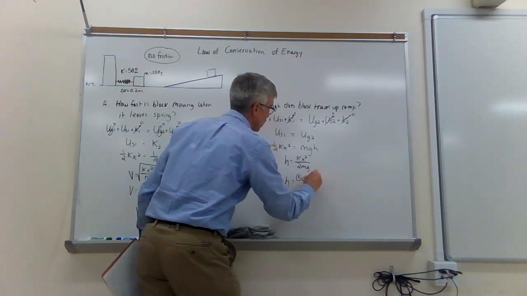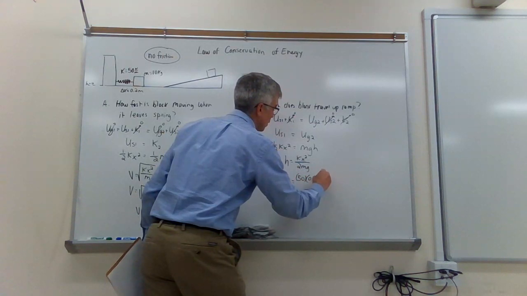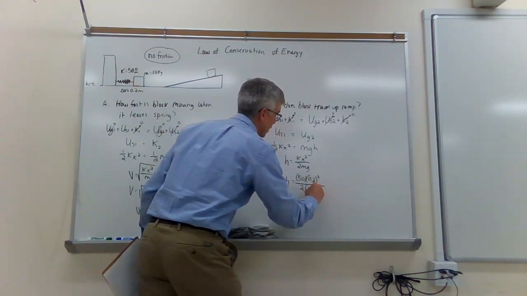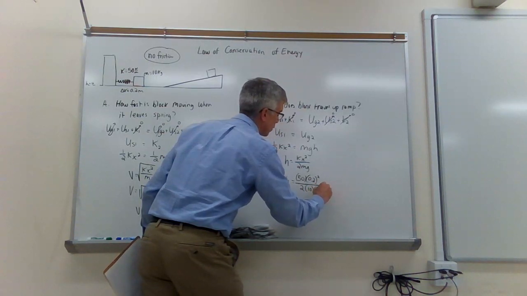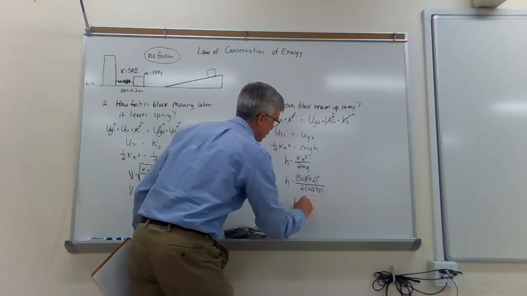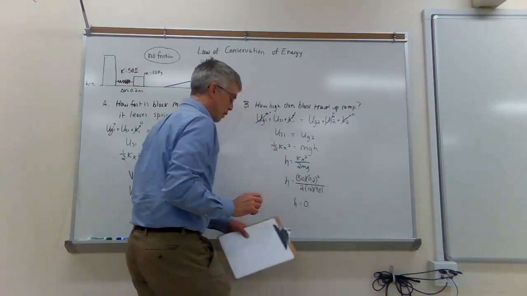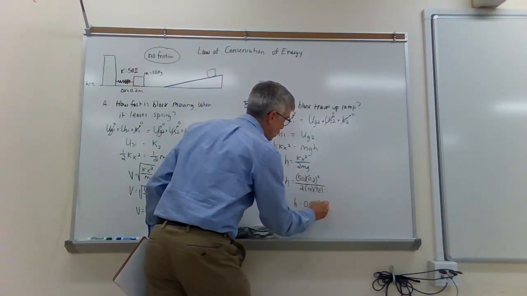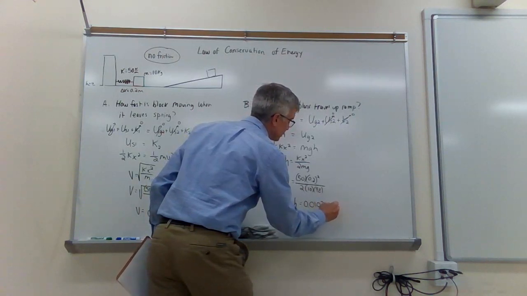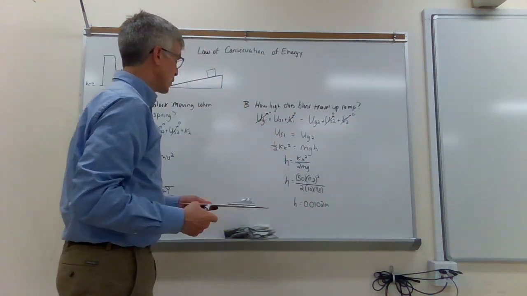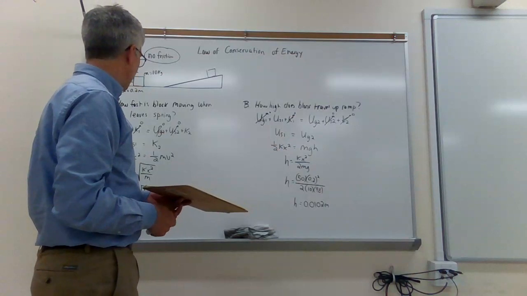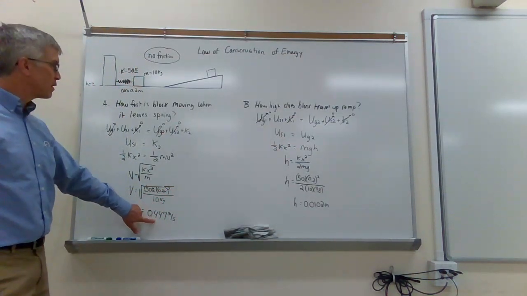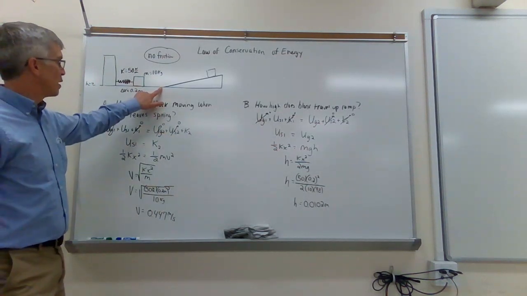k is 50. The spring is compressed 0.2 meters. The mass is 10 kilograms, and we're on Earth. Now, when I did this, I got a very small number. So it's only going to go up like 1 centimeter. Which kind of makes sense because the velocity when it gets to the bottom of the ramp is pretty small.